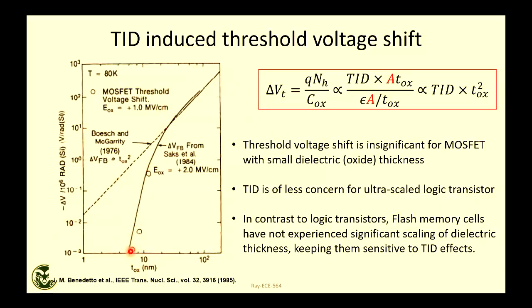But overall, I hope you understood that as long as this insulating thickness is small, change in threshold voltage will be less, so it will be less sensitive. If the thickness is large, it will be more sensitive. It's pretty much independent of area.